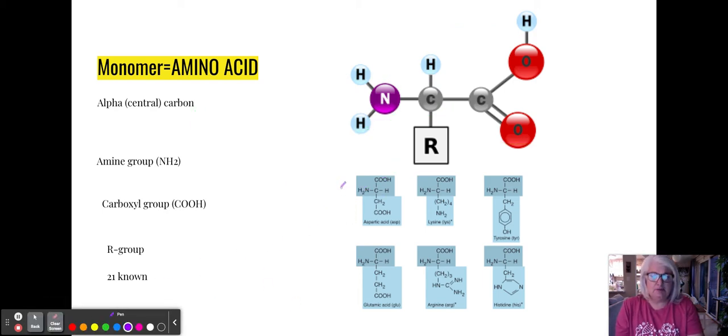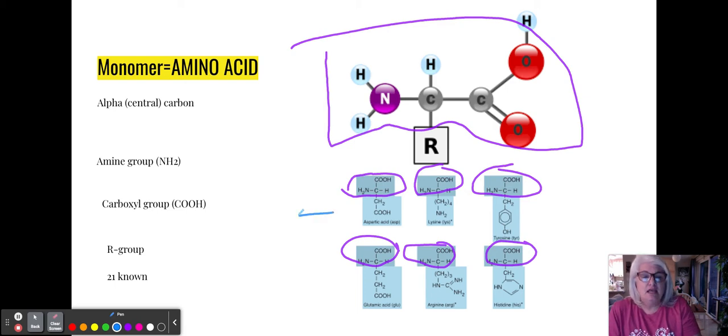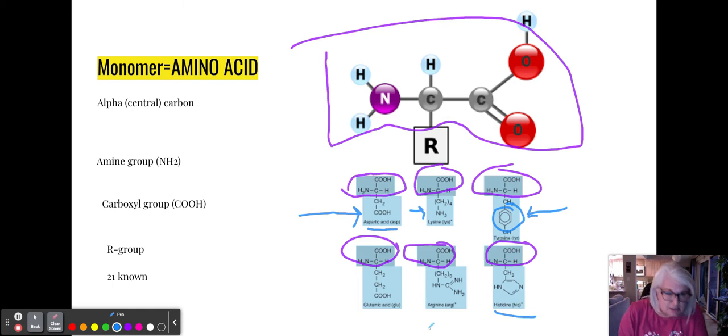So let's take a look at some of them. Notice the top part on all of these amino acids are exactly the same. So it's this right here. It's like the backbone of an amino acid. It's always the same. You've got your amine, your central carbon, and your carboxyl, exactly the same. But then you have your R group, and these are all different. So we've got like aspartic acid here, we've got tyrosine here, and notice that's got a carbon ring. We have histidine, I think that's what that says.